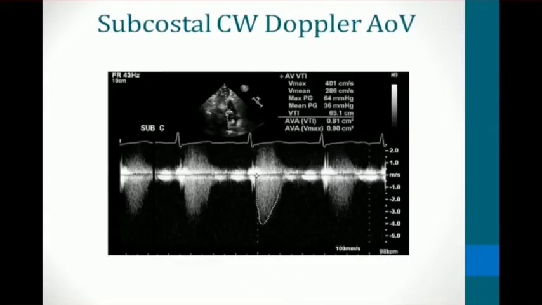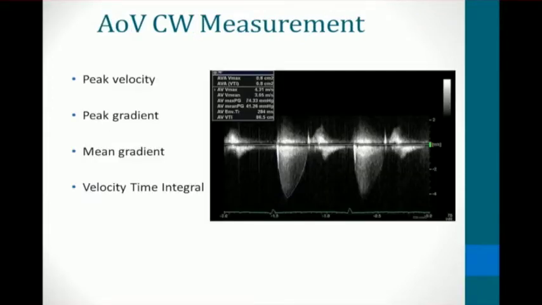Here is an example of a sonographer using the subcostal short axis view to Doppler the aortic valve to obtain the highest velocity. That is thinking outside the box. Again, obtaining the highest flow velocity is important. This will calculate the peak velocity, peak gradient, and mean gradient, as well as the velocity time integral.